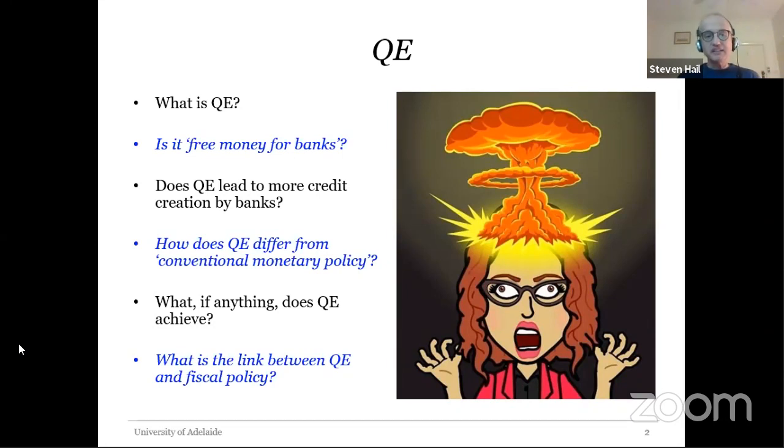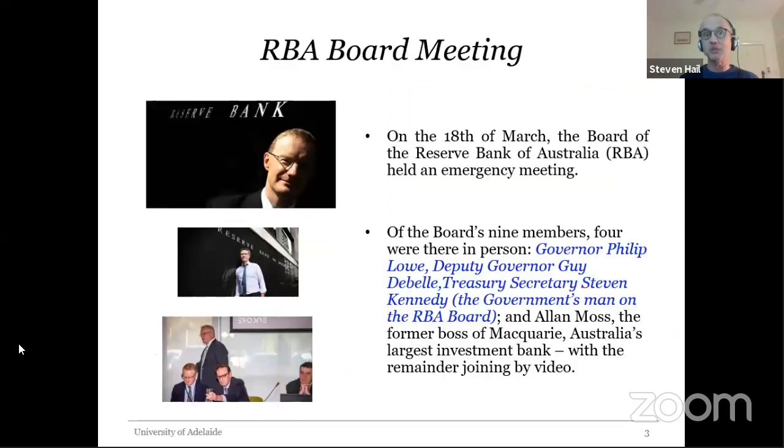What, if anything, does quantitative easing achieve? Why is the Reserve Bank doing it anyway? And then what's the link between quantitative easing and fiscal policy? Indeed, I just happened to see, I clicked quickly on the Q&A section, somebody asking a question: what's the link between quantitative easing and government debt? We'll try and deal with that as well.